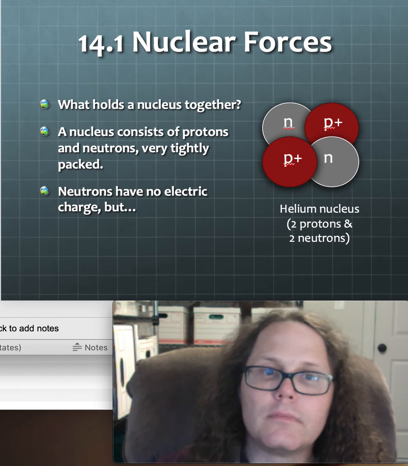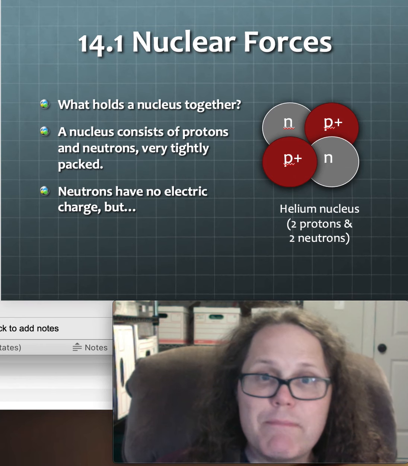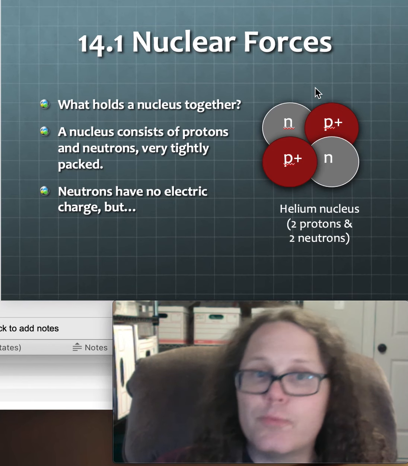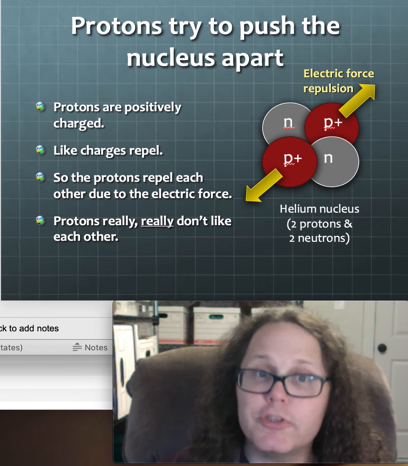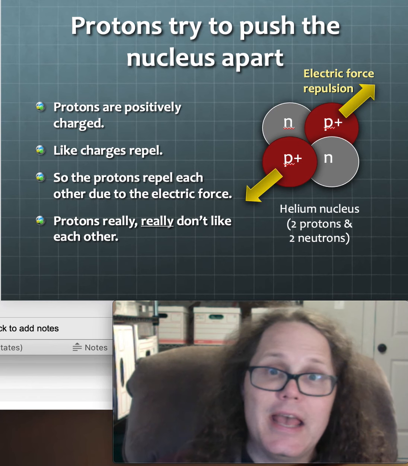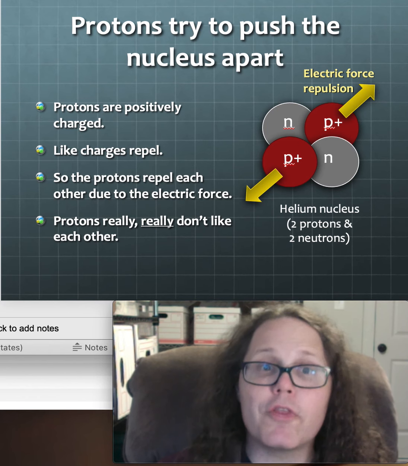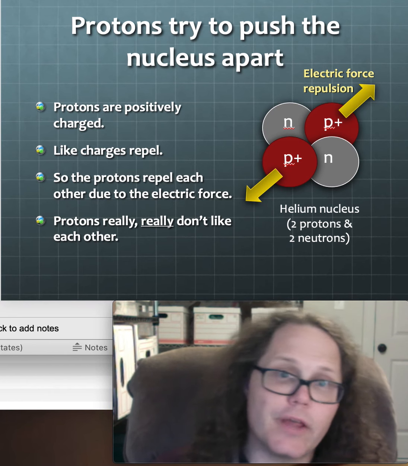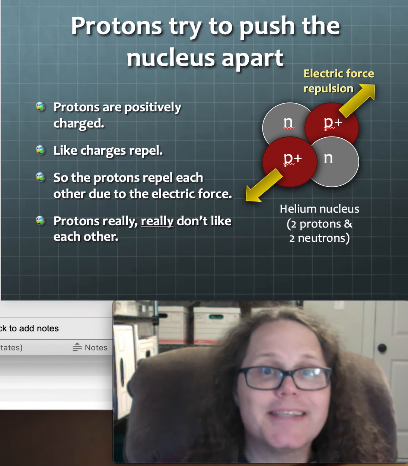Recall that in the electric force, like charges repel. The diagram here shows a helium nucleus with 2 protons and 2 neutrons. Those neutrons have no net electric charge, but the protons very much do. They are repelling each other frantically. This is not only true with helium, but with every other element on the periodic table that has more than 1 proton in the nucleus. The protons are all electrically repelling each other. In other words, protons are repelling each other in every element except hydrogen.